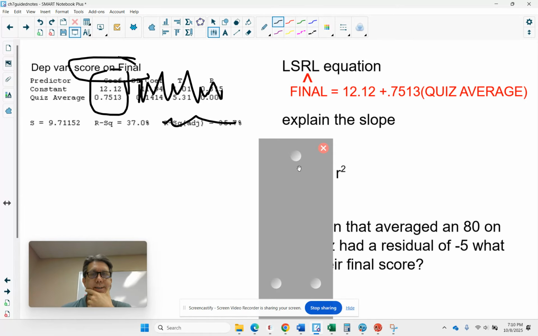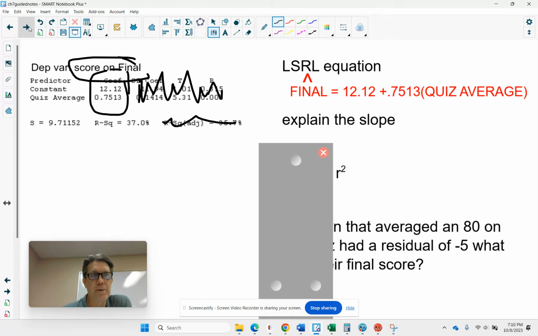during the class. Next, it says explain the slope. We haven't done that in a little while. We did a lot of those. Here's an equation. Can you explain the slope? Suppose we could explain the y-intercept too. I don't have that on there. Just to review the y-intercept, if the quiz score average is 0, you would predict the final score to be 12.12. Okay, but let's do the slope.